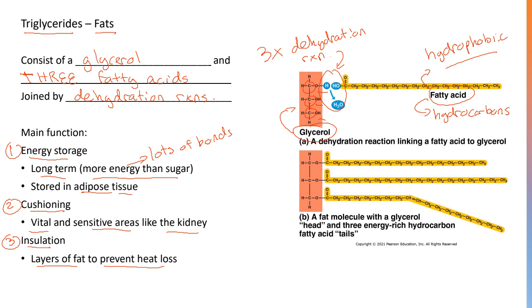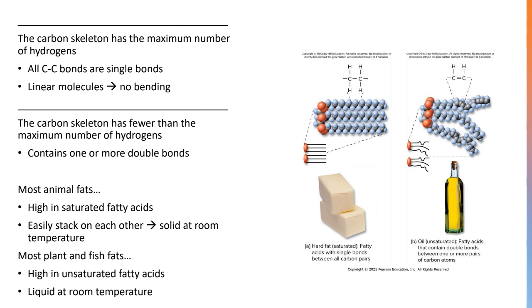So these are fats. Now let's talk about fatty acids themselves. In terms of fatty acids, we're going to have 2 types: saturated fatty acids. In saturated fatty acids, the carbon skeleton has the maximum number of hydrogens. So all of the carbon-carbon bonds are going to be single bonds. They're going to be linear molecules. There's going to be no bending.